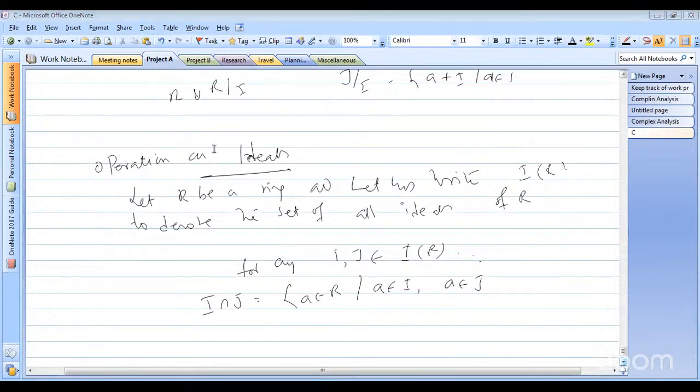So let R be a ring. Let us write I(R), and we denote the set of all ideals of R.